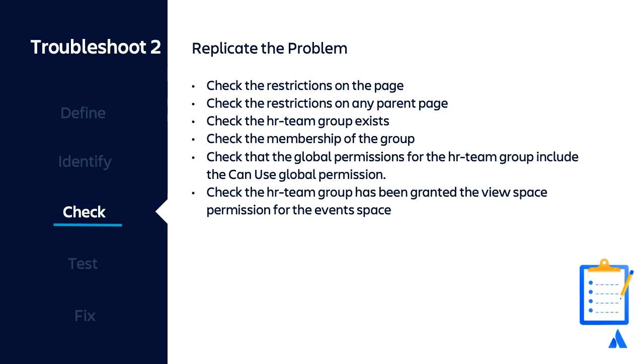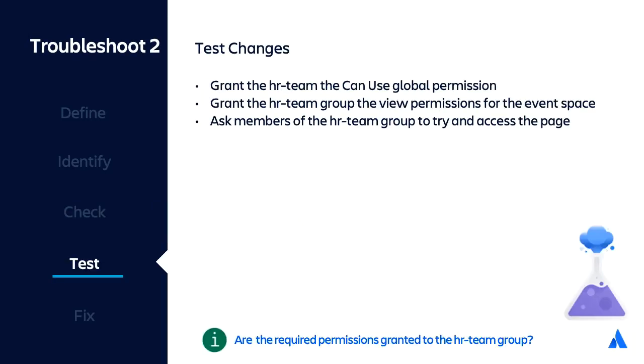However, you can just grant the HR team's group view space permissions and any other space level permissions the HR team should have. Now that you've granted the HR team all of the necessary permissions, you need to test to make sure that they are able to access the content. You could create a dummy user, give it exactly the same permissions as a member of the HR team, and check to see if the user can access the page.